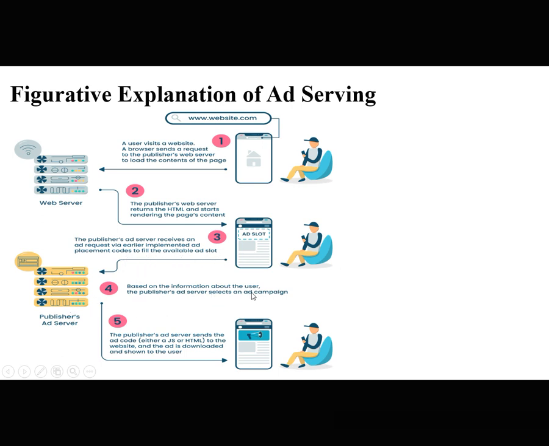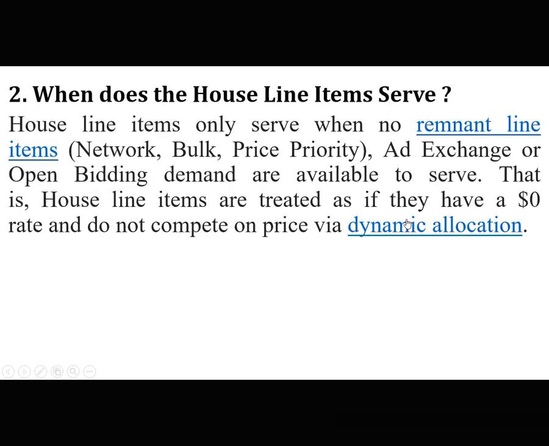Based on the information about the user, the publisher's ad server selects an ad campaign. The publisher's ad server sends the ad code, either JavaScript or HTML, to the website, and the ad is downloaded and shown to the user. This is the basic figurative explanation of how ad serving works.